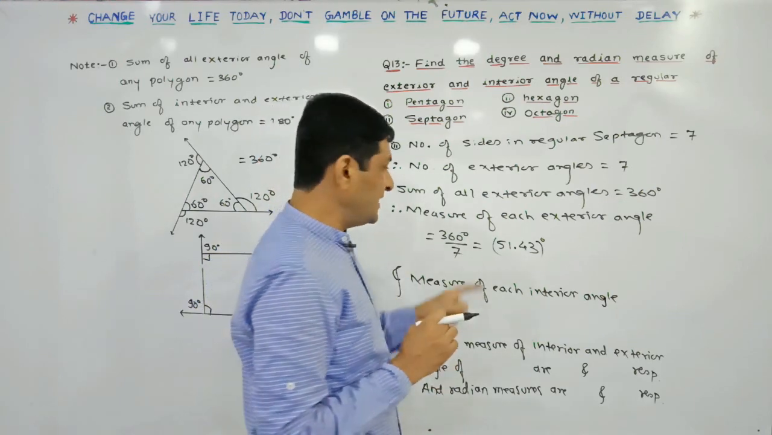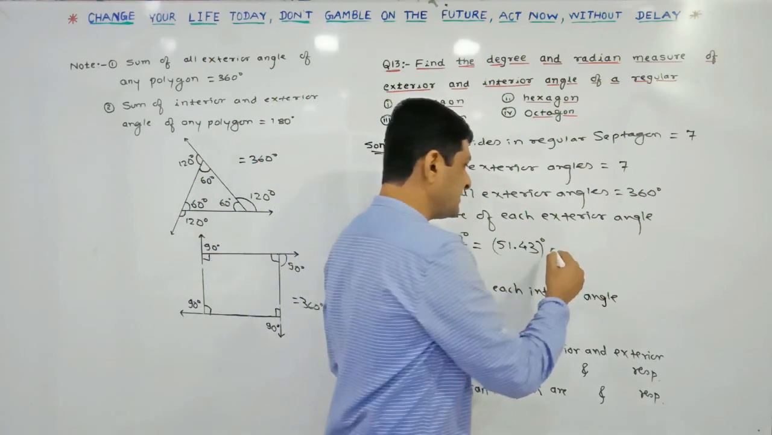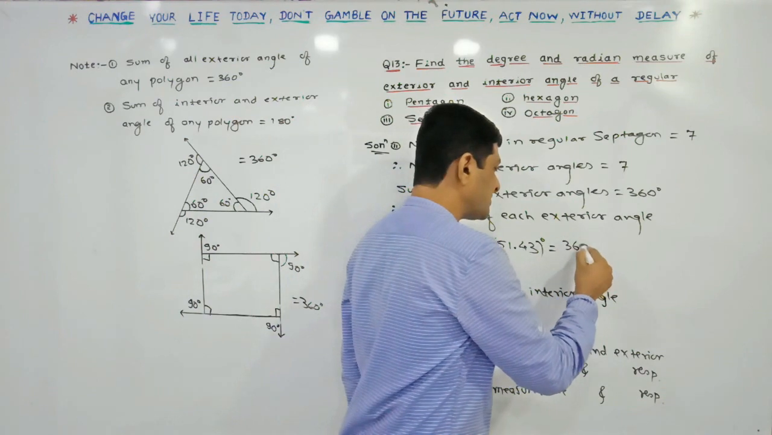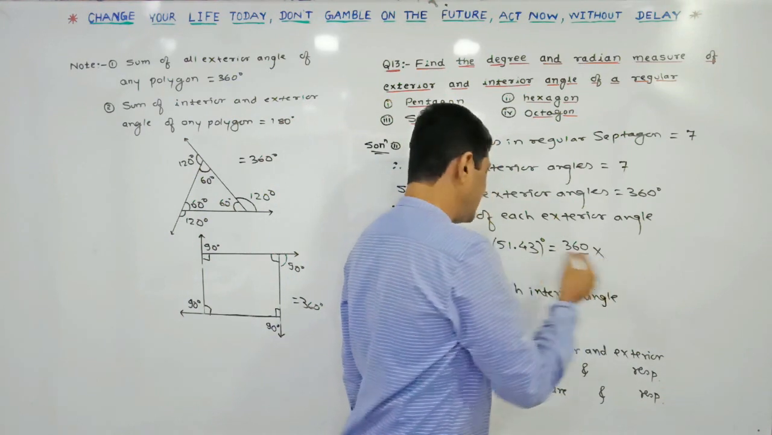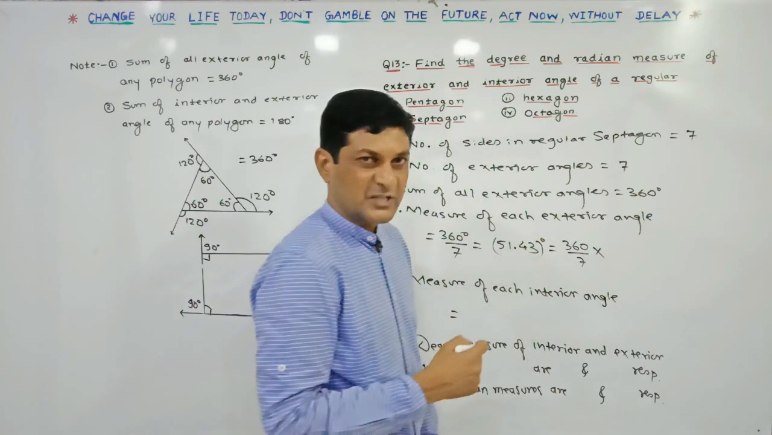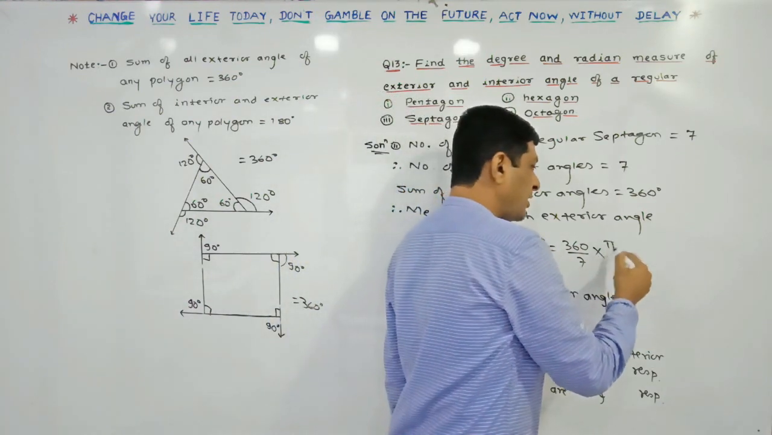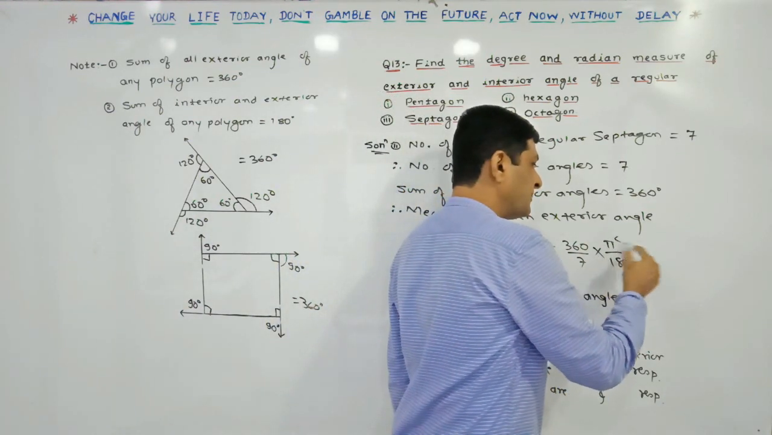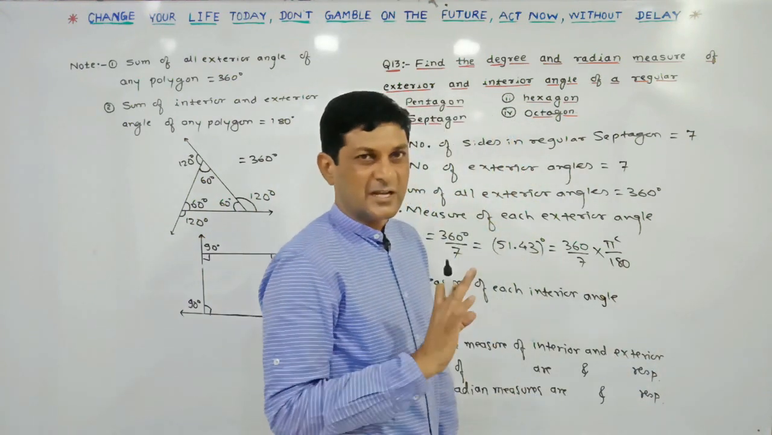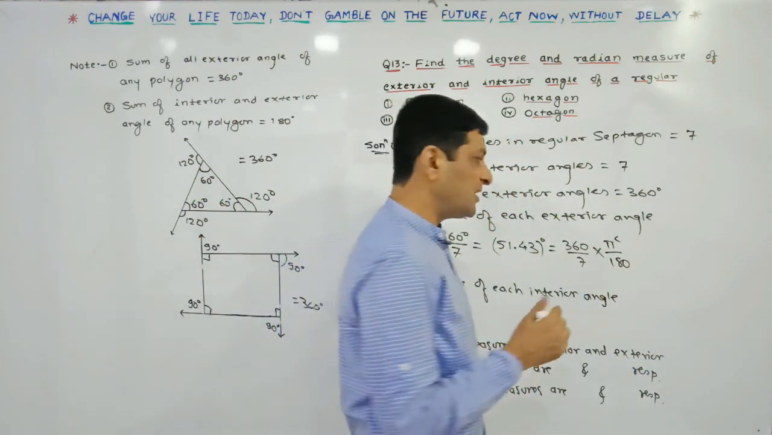Now to find out the radian measure, we have to multiply this angle. What is the angle here? 360 upon 7. To convert this degree measure into radian measure, we have to multiply it by what? Pi by 180. So degree measure will get converted into radian measure. The remaining part is just the simplification part.